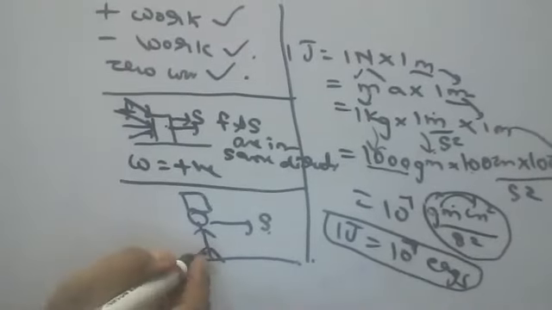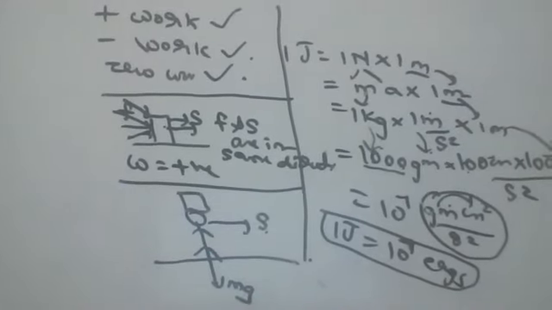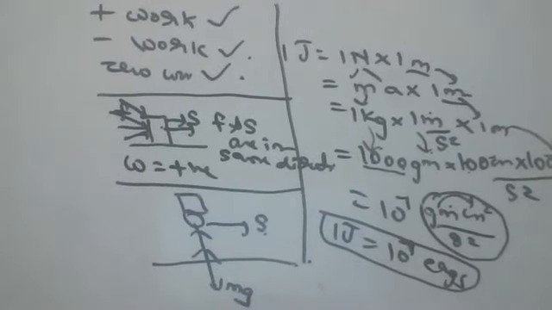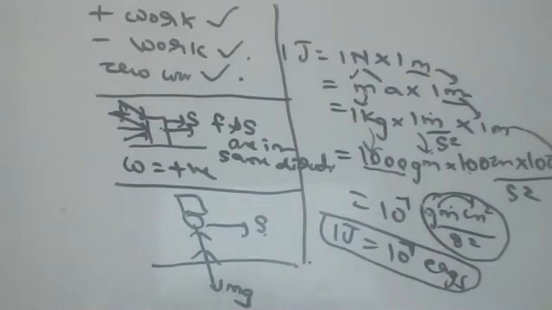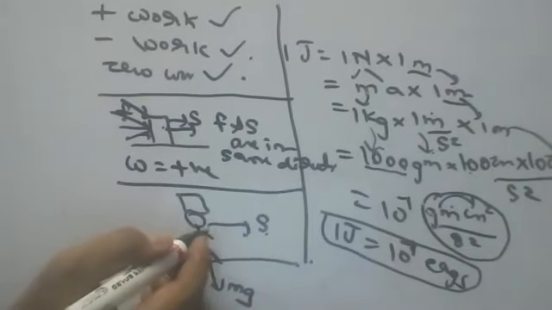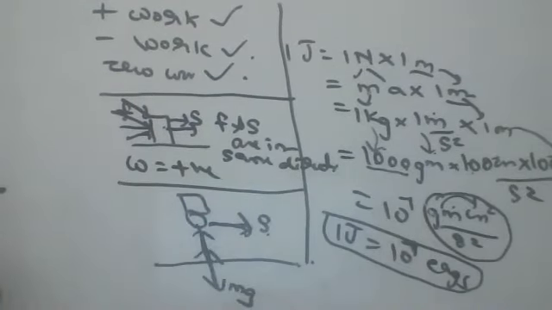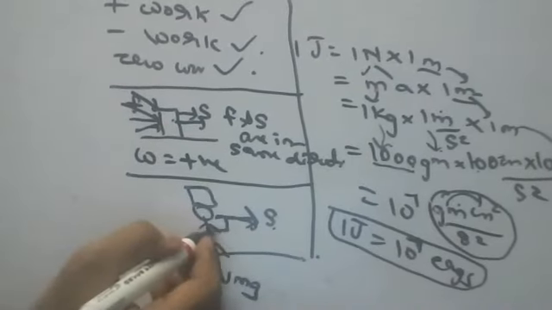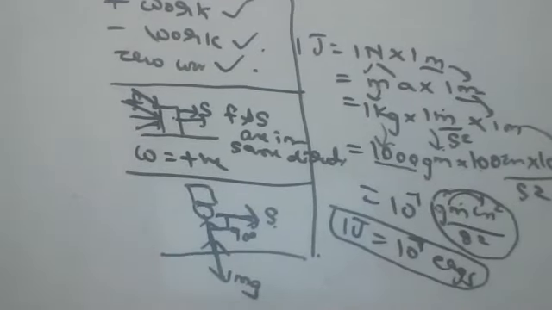But children, his weight will be acting downwards. Are you able to understand? His weight is acting downwards and he is moving in this direction, that is displacement. What is the angle between force and displacement, children? 90 degrees. Remember, when you study trigonometry, you will understand.